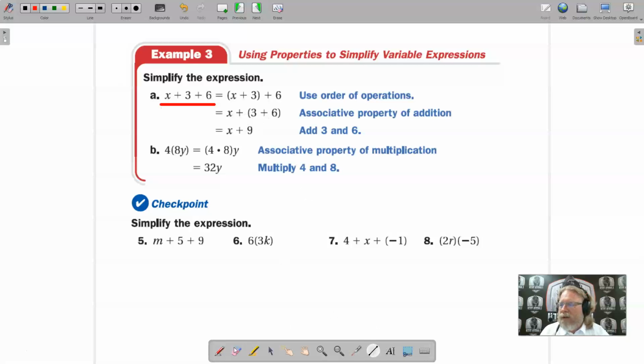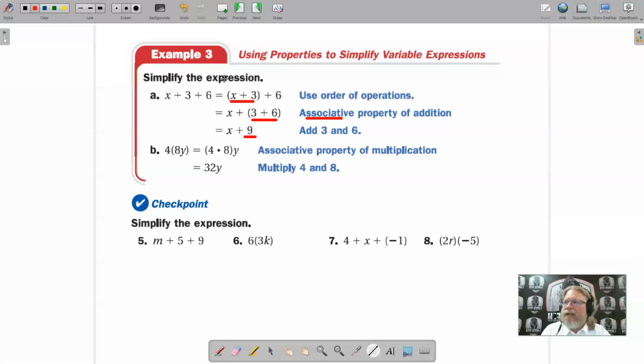So on this one here, notice that we have the order of operations that says, first we have to add these together, right? Because it's all addition, so we do addition from left to right. So order of operations says, you have to do the x plus the 3. But we could reassociate it and regroup the 3 with the 6. And then we could do the 3 plus 6 to get the 9 here and end up with x plus 9.